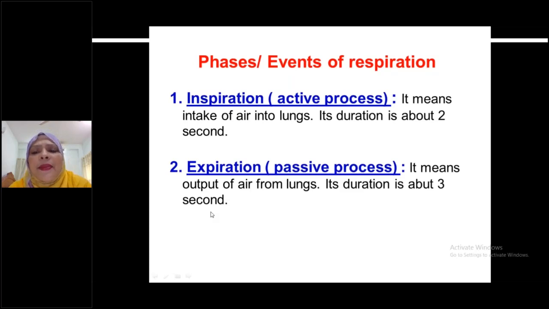Inspiration requires less time, only 2 seconds. But expiration requires 3 seconds. Inspiration 2 seconds, expiration 3 seconds. Inspiration is an active process. Expiration is a passive process. You have to remember this very nicely. Okay, you have to memorize this point.